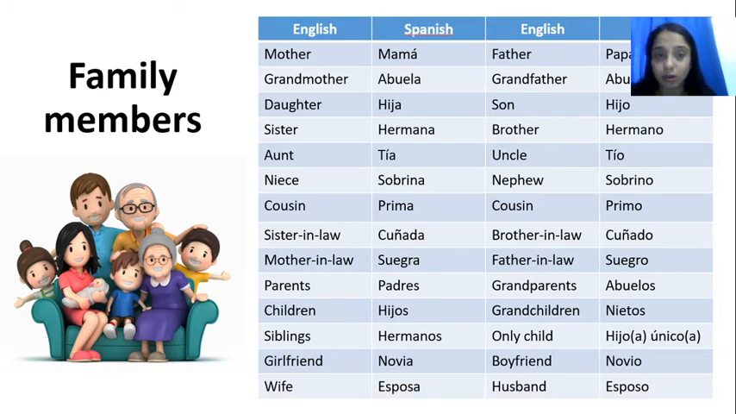Girlfriend is novia in Spanish. Wife, esposa. Father, papá. Grandfather, abuelo. Son, hijo. Brother, hermano. Uncle, tío. Nephew, sobrino. Cousin, primo. Brother-in-law, cuñado. Father-in-law, suegro. Grandparents, abuelos. Grandchildren, nietos. Only child, hijo único. Boyfriend, novio. And husband, esposo.